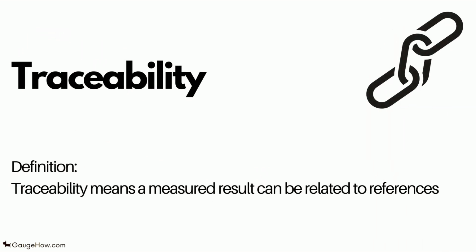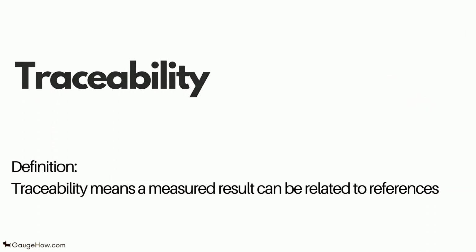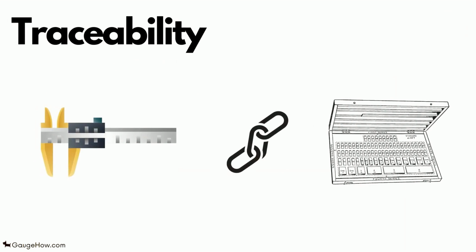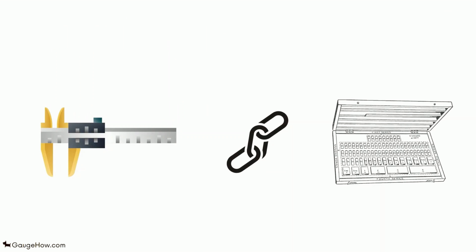Traceability. Traceability means a measured result can be related to references. For example, a vernier caliper can be checked by gauge block. So the gauge block is the traceability of the vernier caliper.